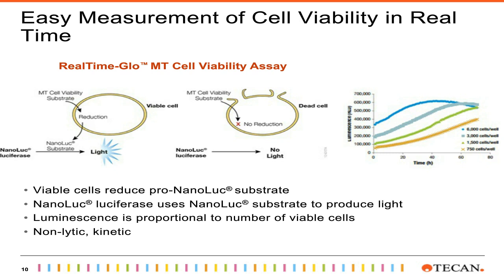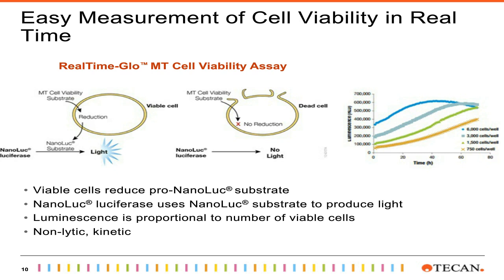And it's important to note that if you're using the real-time glow assay in kinetic mode, it's important to consider that different cell types are going to have a different growth rate and basal reducing potential that will impact the capacity of that cell to reduce the MT cell viability substrate. So as a result, it's really important that when you use this assay, you characterize the assay linearity with regard to the cell density for any cell line that you're interested in using.